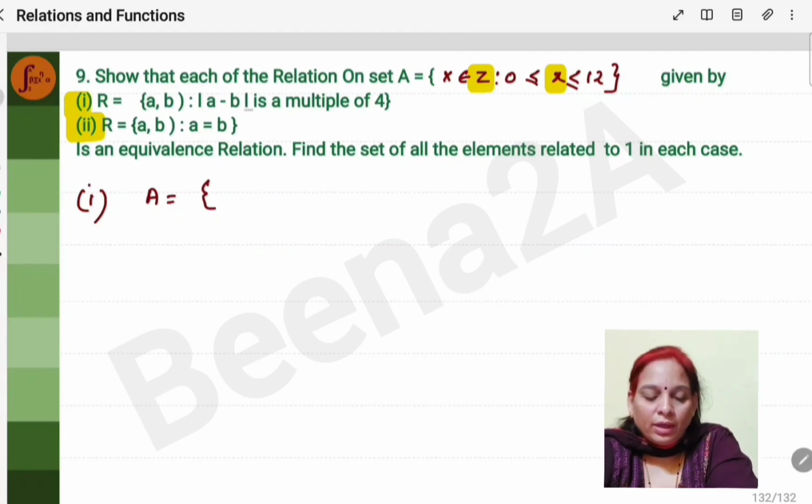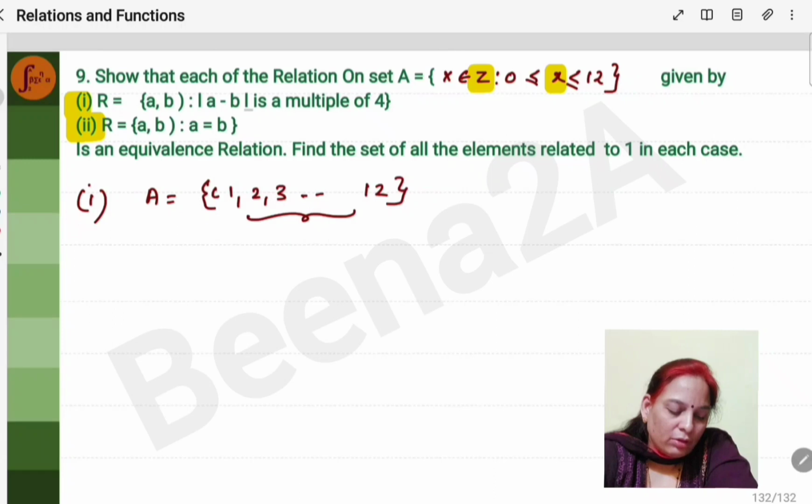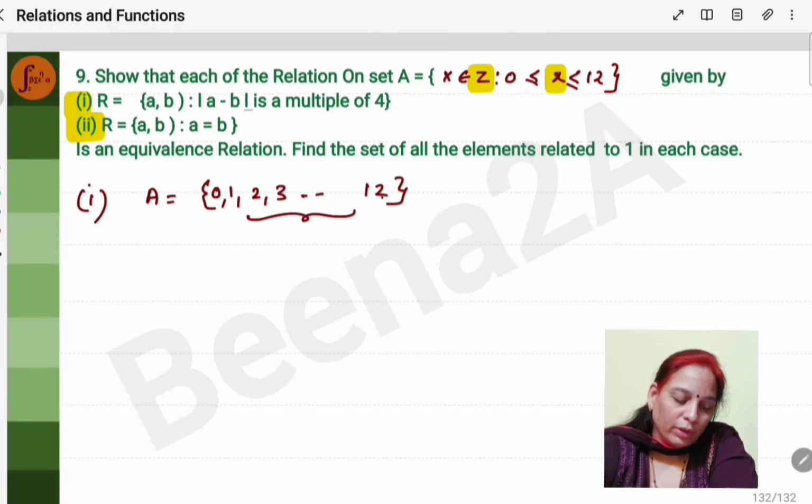So A, we can simply write this set, right? It will be between 0 and 12, so it will be 1, 2, 3 till 12. These are the integers. You can also have 0 here because 0 can be equal to x. So you can have numbers including 0 because it is equal to here, right? And 12 also. So 0, 1, 2, 3 till 12. Now this is a set.